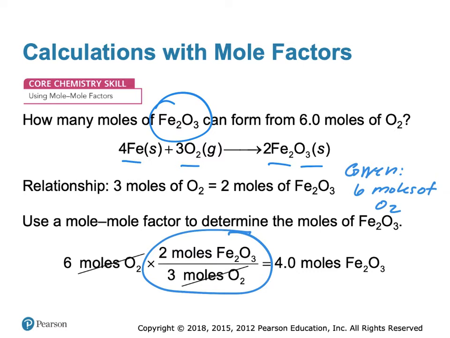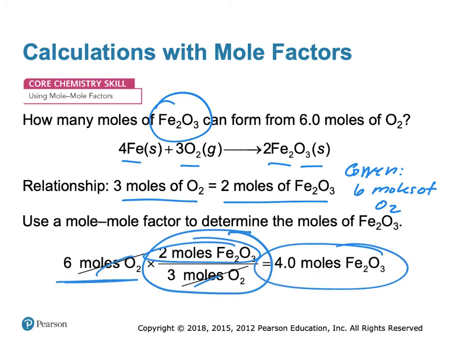When we're doing these types of calculations, I've said put your given as the first term. Generally, that should be your strategy. And then in your last term, you need to have the desired unit in the numerator. So our conversion factor is going to be for 3 moles of oxygen, we get 2 moles of the iron 3 oxide. So our moles of oxygen will cancel, and we're left with 4 moles of the iron 3 oxide.